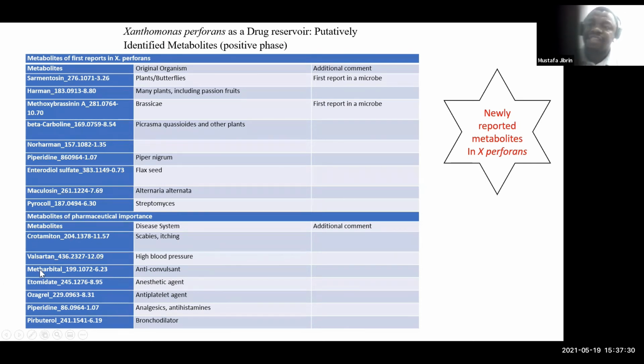In fact, there are some metabolites from different systems that are well known in the pharmaceutical industries, like crotamiton, valsartan, and methylbutal. These are metabolites that have been turned into drugs in the pharmaceutical industries, and we found that this bacterium, which we look at as a plant pathogen, has these enormous chemicals in it. I'm just giving a snapshot of what we found, and it's really mind-boggling how a bacterium would have these sets of chemicals in them that could be explored for other benefits.